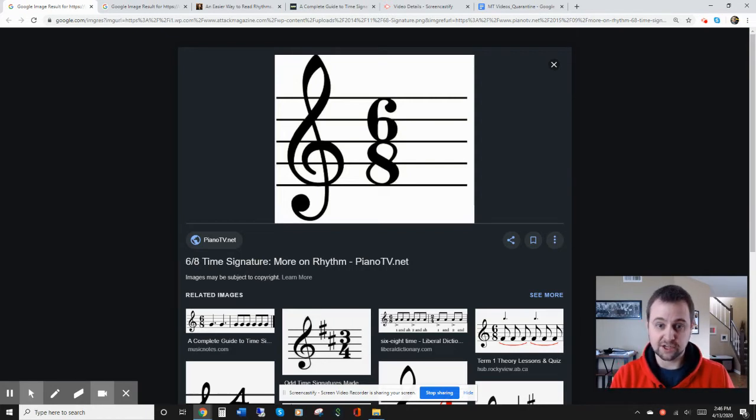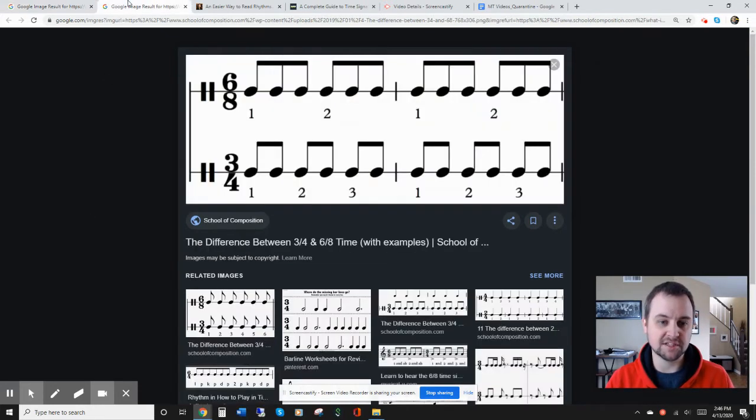So if we go back and look at our 6/8, just a visual here coming from pianotv.net, we know how to diagnose a time signature. The top number is how many beats per measure, and the bottom number is what note gets the pulse, what note gets the beat. So if we analyzed it as such, it'd be six pulses in a measure, and the eighth note gets a pulse, which can be true, but there's a little caveat to that. That's one of the reasons this is a more advanced concept, which we're going to talk about in just a second.